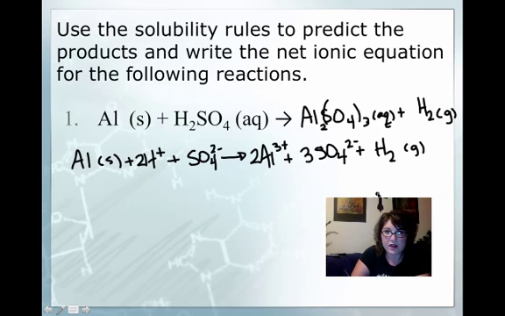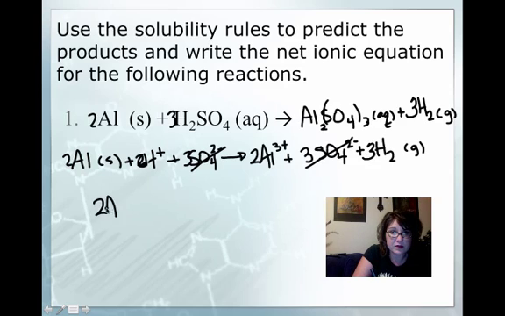I can't cancel the hydrogen then, but the sulfate is aqueous here and aqueous here. The only thing is, I can't cancel it if they're not the same. So I should have balanced my equation before I started to do any other mess. I need 3 of these. There, are we balanced? Almost. Balance aluminum. Okay, so I can get rid of sulfate. That's my only spectator ion in this case.